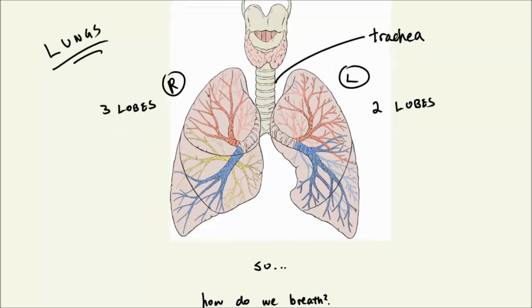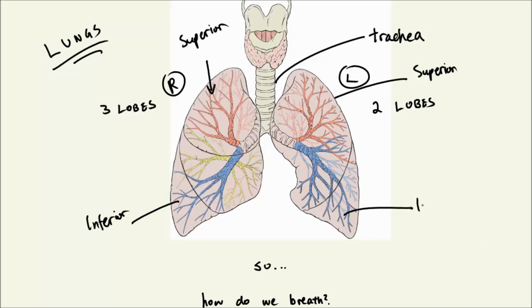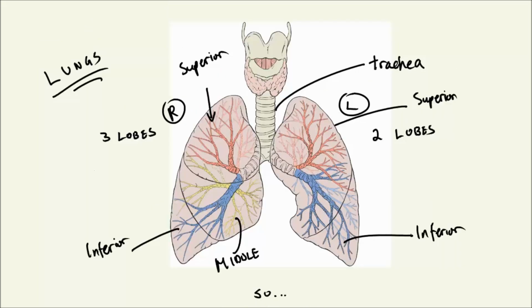Now some of you are going to disagree on how I'm going to call those. I'm going to call them the superior lobe, both on the right and the left, and the inferior lobes for the ones on the bottom. Now I know Americans call it upper and lower lobes, but I go to British school, so deal with it. And on the right, we have a special lobe called the middle lobe.